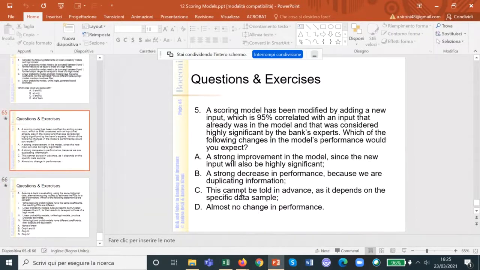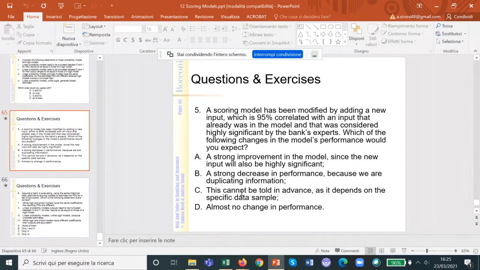Finally, now we have question 2. The scoring model has been modified by adding a new input, which is 95% correlated with an input that already was in the model and that was considered highly significant by the bank's experts. Which of the following changes in the model's performance would you expect? A strong improvement in the model since the new input will also be highly significant. A strong decrease in performance because we have duplicating information. This cannot be told in advance as it depends on the specific data sample. Almost no change in performance. What do you think is the correct answer?